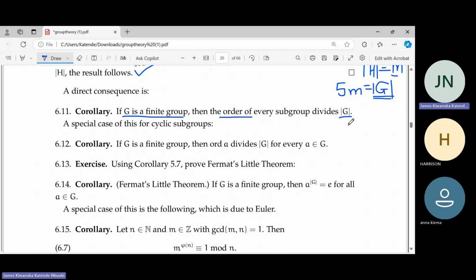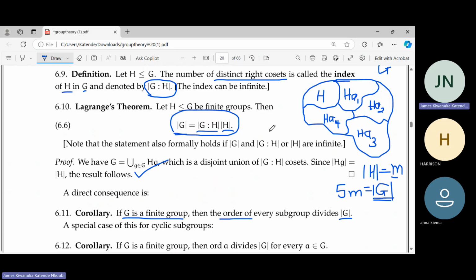This is true because the order of every subgroup is the same as the number of elements in a right coset. And also you can see it clearly. If this is a subgroup, the number of elements in the subgroup is a factor of the order of G. The order of a group is just the number of elements in the group.